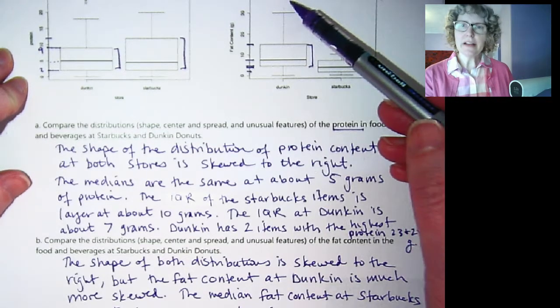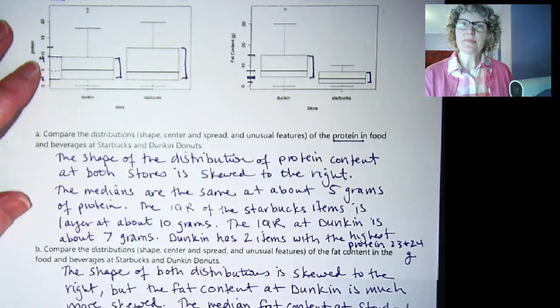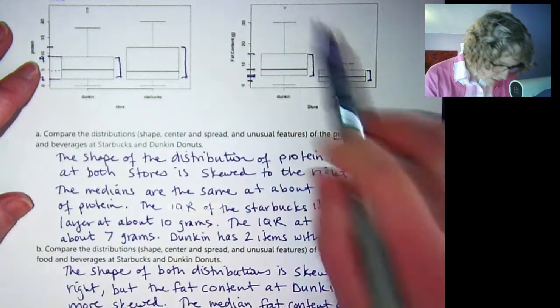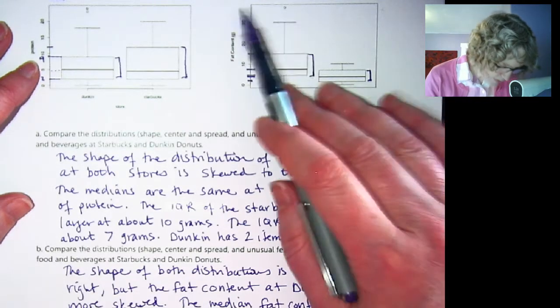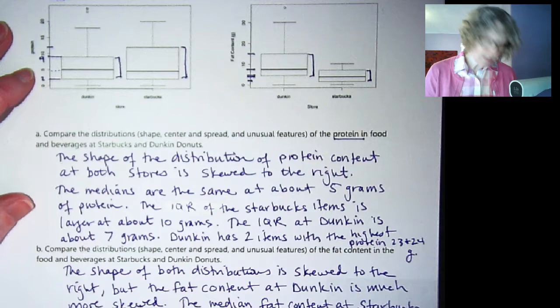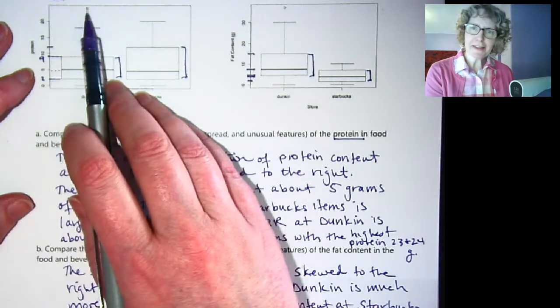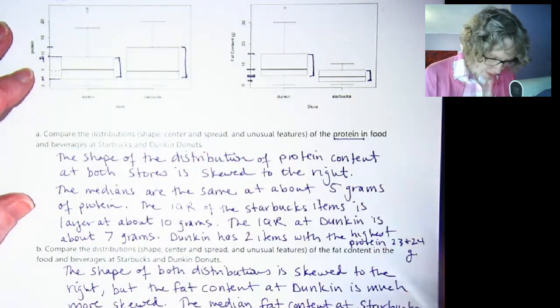I wonder what that item is. So let me move this down. The fat content is probably a good 35, 36 grams of fat. I don't know if it's the same thing that has high protein. I don't know. Could be something totally different.